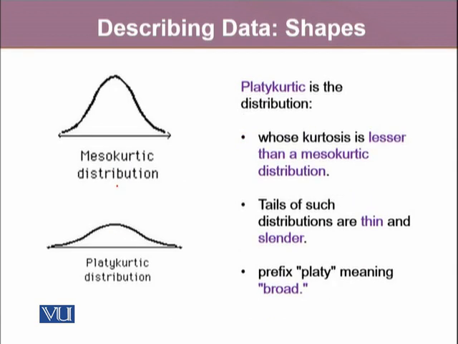The other type of peak is platykurtic. Such distributions, whose kurtosis is lesser than mesokurtic, are called platykurtic distributions. For platykurtic distributions, tails are thin and slender, whereas the prefix platy means broad, and we can see this curve is pretty broad here. That's why we call it a platykurtic distribution.